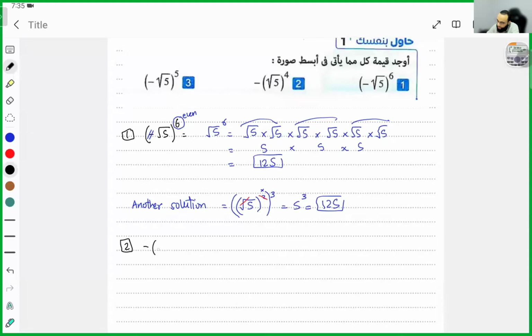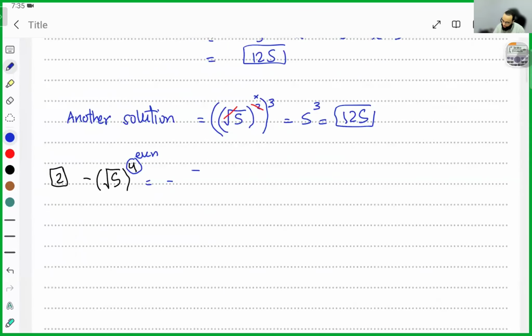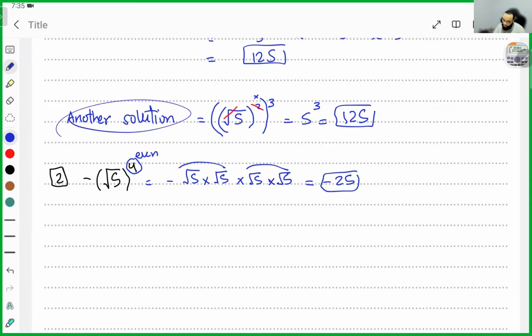Okay. Is the negative outside the bracket or inside the bracket? Outside. What about the power, even or odd? Even. Does it delete the negative sign? No, because it's outside the bracket. Then it's negative root 5, how many times? 4. 5 times 5 is 25, with the negative sign. You can do it by the other solution as well, by taking half of the power, which is 2. Then it's 5 power of 2 without the root.